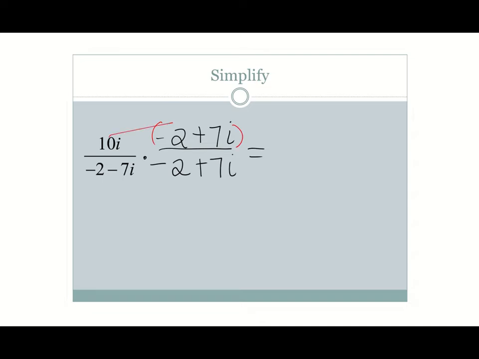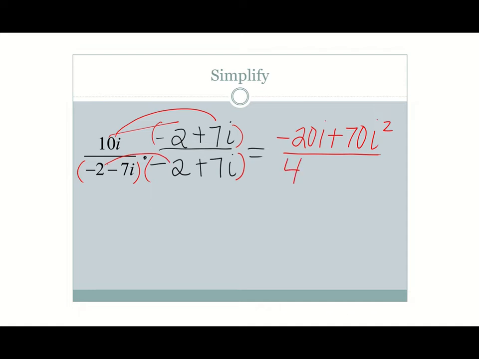So 10i times negative 2 is going to give me negative 20i. And then 10i times 7i is going to give me 70i squared. And I'm going to go ahead and divide that, and when I go through and multiply, negative 2 times negative 2 is a positive 4. Negative 2 times 7i is a negative 14i. Negative 7i times negative 2, positive 14i. And then negative 7i times 7i is a negative 49i squared.